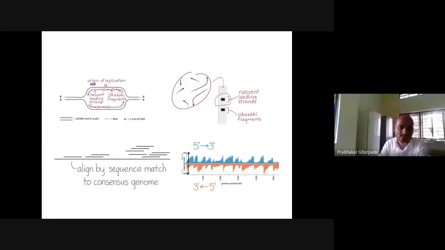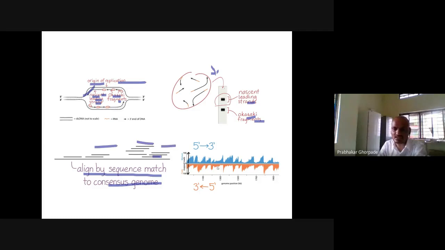So this is the origin of replication. Nascent leading strand: the leading strand we call the nascent leading strand. Okazaki fragments are there. There are experimental procedures by which we can separate Okazaki fragments and the nascent leading strand, and align them by sequence match to the genome. For example, you can sequence these strands, Okazaki fragments or the leading strand, and by sequencing we can get its actual sequence and where in the genome it is binding.